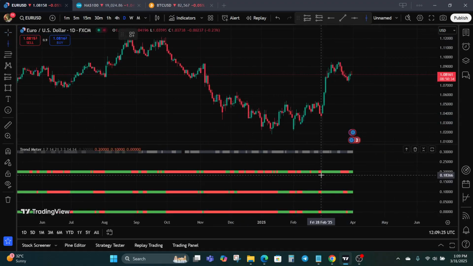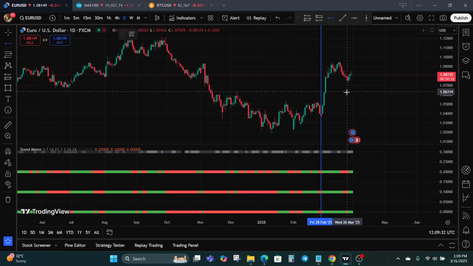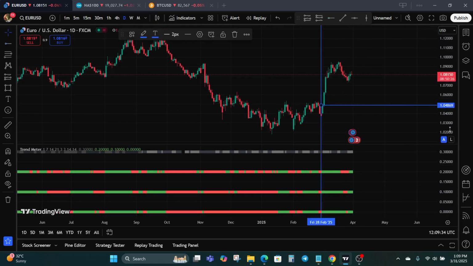For example, if you have green, green, green, it's a go for a buy. Can you see green, green, green? That's a go for a buy. And then when just one turns to red, you don't have to wait for all three to turn red to exit your buy. When just one turns to red, you can go ahead and exit your buy trade.